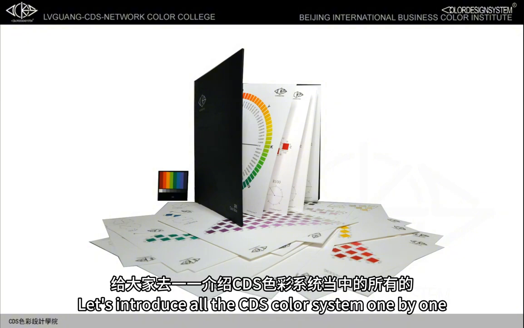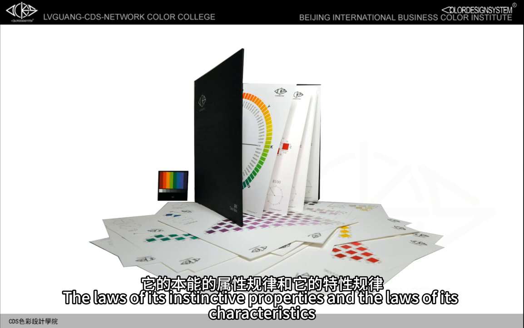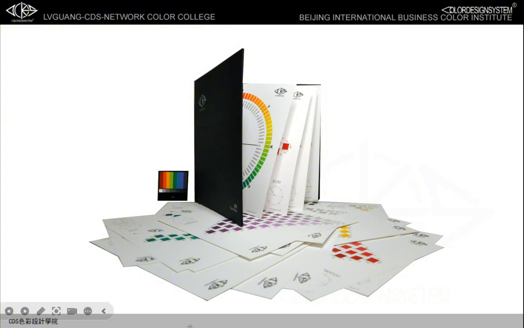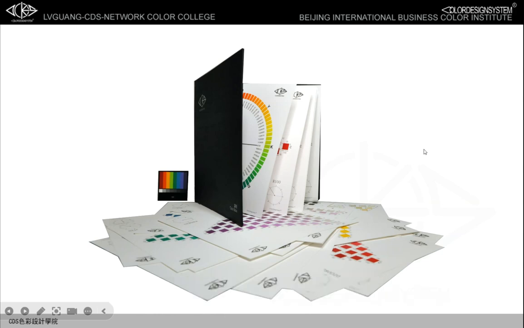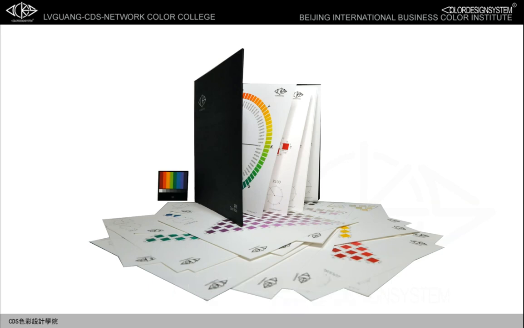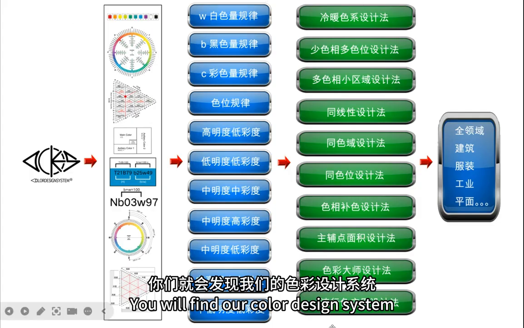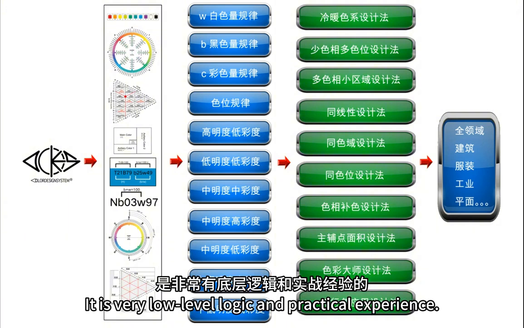Let's introduce all the CDS color system one by one: the laws of its instinctive properties, the laws of its characteristics, and methods of application in fields and scenes with different colors. I want you to recognize this, because this is the only color design system in the world that teaches everyone how to design. You will find our color design system has very low-level logic and practical experience.